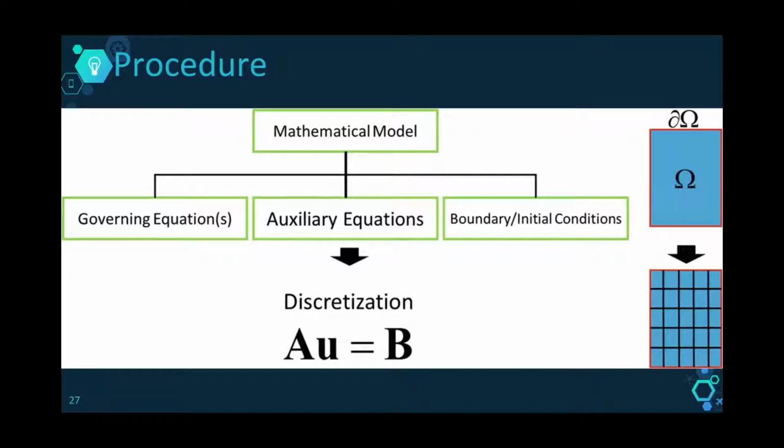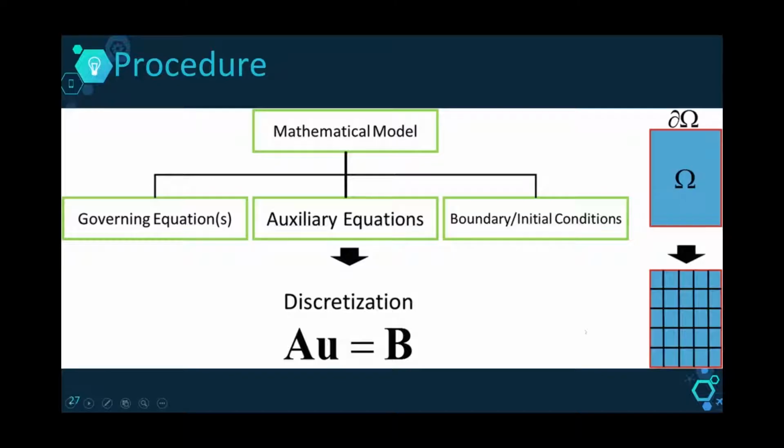This bunch of equations, or equation system, usually is complicated to solve, and there's no analytic solution. So what we need to do is use our tools, that's numerical analysis, to discretize this equation system so we can get an algebraic equation system such as A times U equals B.